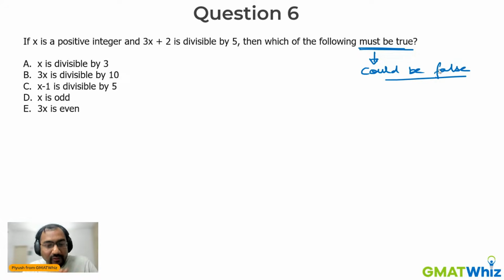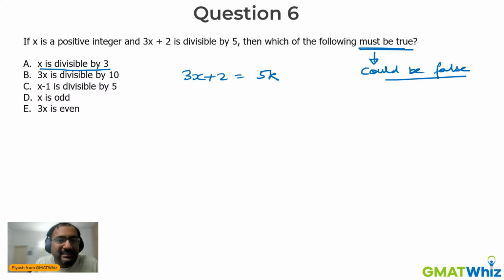All right. Now, if you look at this question, this tells me that 3x plus 2 is divisible by 5. Now it says x is divisible by 3. So I'll try to find a value for x which is not divisible by 3. I want to prove this false, right? So I'll try to find a value of x which is not divisible by 3, but for which 3x plus 2 is divisible by 5. If I take x equal to 1, 3x plus 2 becomes 5, which is divisible by 5. But x is not divisible by 3. So I know this can be false.